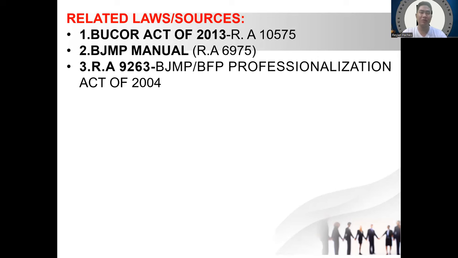And of course, second, we have the BJMP manual or the Bureau of Jail Management and Penology manual, that is in RA 6975. Of course, alam niyo naman ang RA 10975, that was the law creating the tri-bureau. Creating the tri-bureau in the Philippines, of course, that is composed of PNP, BFP, and BJMP.